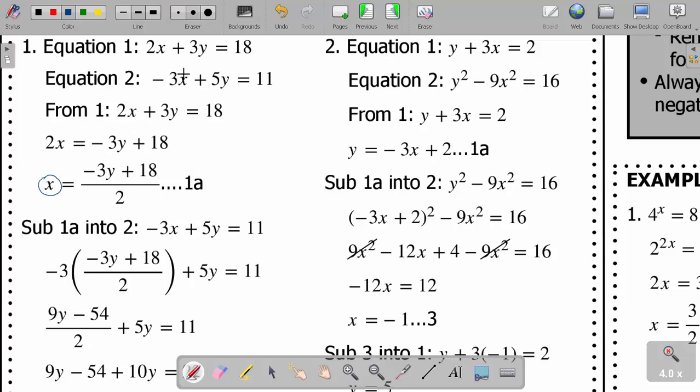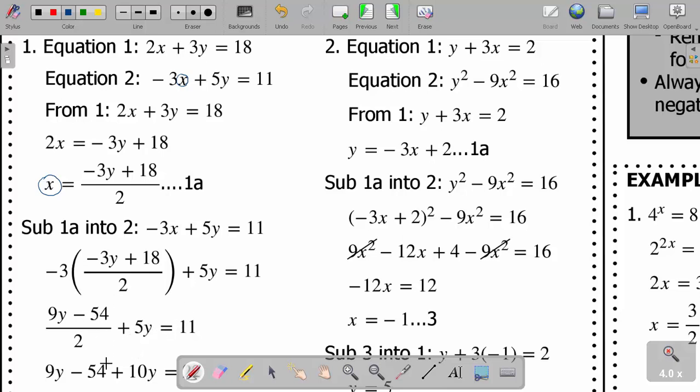It is the same x which is in the second equation, where I have minus 3x plus 5y equals 11. Where I have this x, I'm going to put minus 3y plus 18 over 2. That's what I do exactly in the next equation. So I have minus 3 into minus 3y plus 18 over 2, then plus 5y equals 11. Open brackets: negative 3 times negative 3y, I get positive 9y here. What about minus 3 times positive 18? I get minus 54, then over 2 plus 5y equals 11.